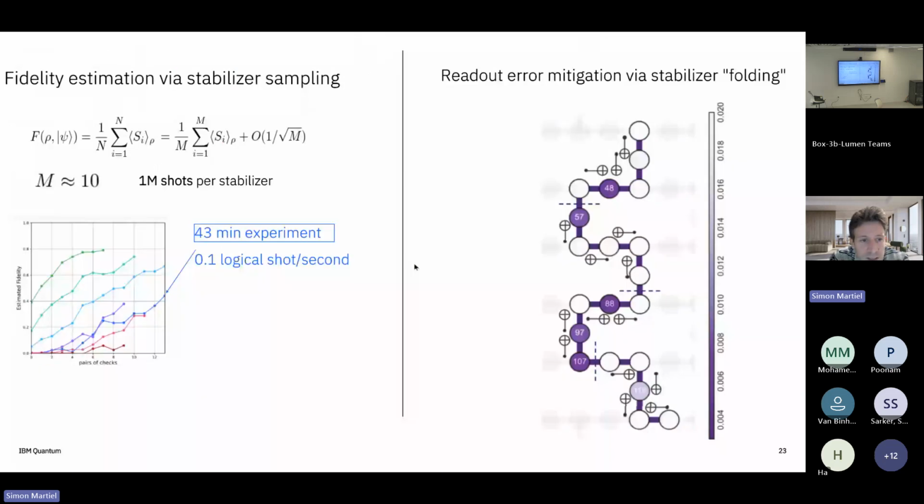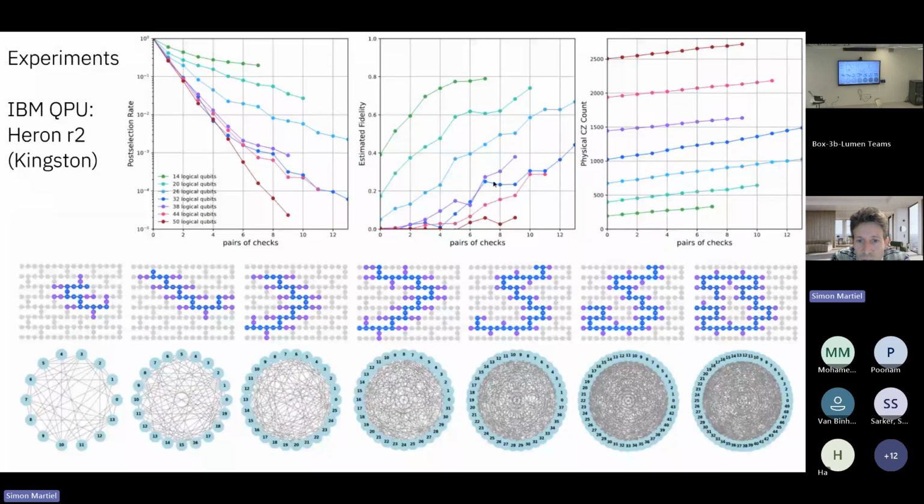To give you an idea of how we compute this quantity, the fidelity, and what the experiment looks like: we estimate the fidelity by sampling random stabilizers of the final state. We did that using roughly 10 stabilizers and 1 million shots per stabilizer. And to give you an idea, if you look at the blue curve, this dark blue curve corresponds to the 32 logical qubits experiment.